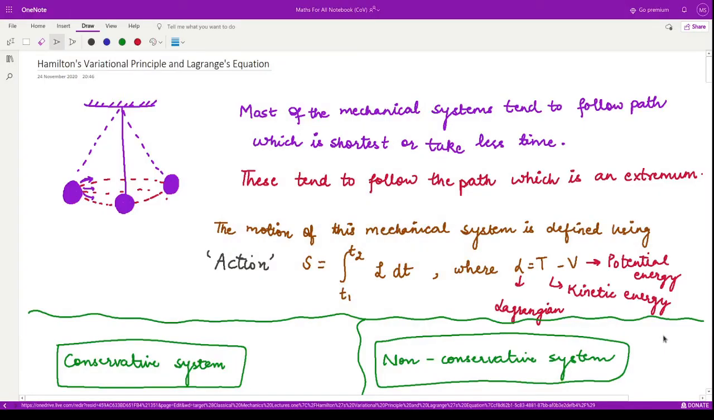Hello everyone, welcome to this next video on classical mechanics. In this video we shall be seeing Hamilton's variational principle and its relation to the Lagrange equation.